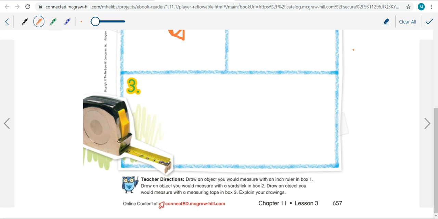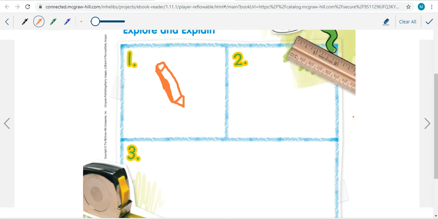On box number 2, you will draw an object that you would measure with a yardstick, okay? Now remember that a yardstick is bigger, so you can measure bigger objects. What can you measure with a yardstick? Maybe we can measure a chair because it's a little bit bigger. So on box number 2, you can draw a chair, okay?